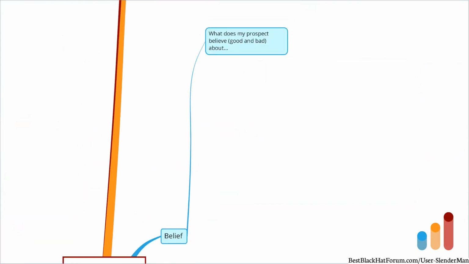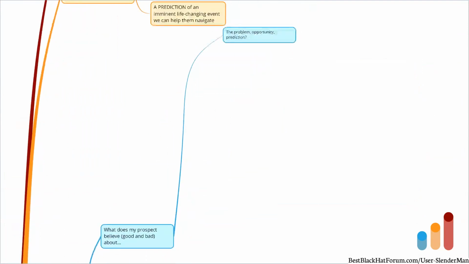And so you have to ask yourself a lot of questions, and you're probably going to want to either take significant notes here, or you're going to want to download this mind map and have it available to you as an easy reference guide for the questions that you have to ask yourself about your prospect and their beliefs. So what does my prospect believe, both good and bad, about? And we're going to go through these fairly quickly. But what do they believe about the problem or opportunity or prediction that I'm putting forward.